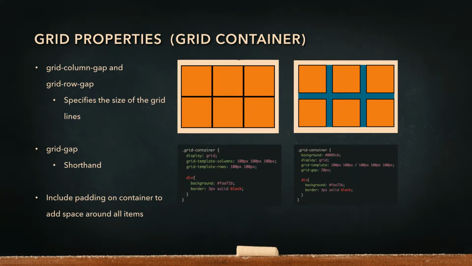Then we have grid gap, or grid column gap and grid row gap. I typically use just grid gap because a lot of times I just need to evenly space the lines between my grid items. And that's pretty much what it does. It just says, okay, we're going to take this grid that I've created, and any lines between it, we're going to evenly space by whatever I specify in the grid gap, which is 20 pixels.